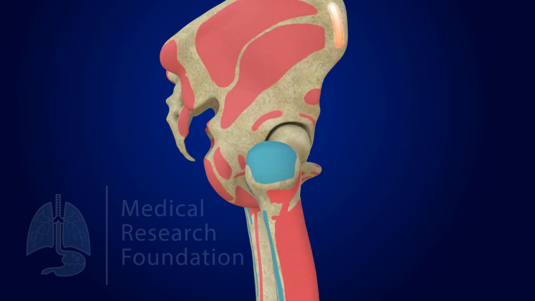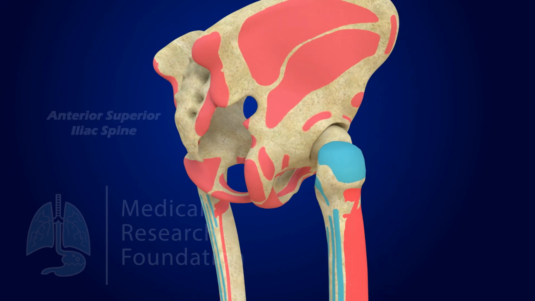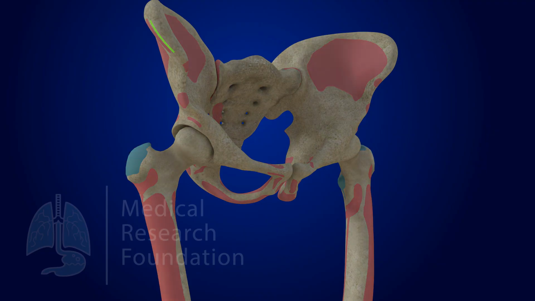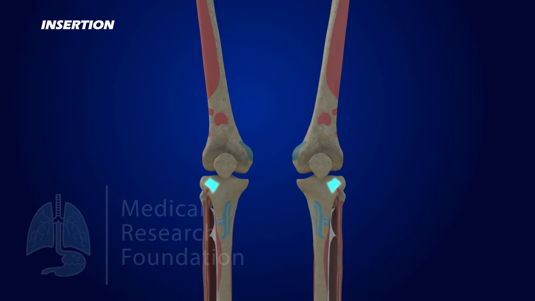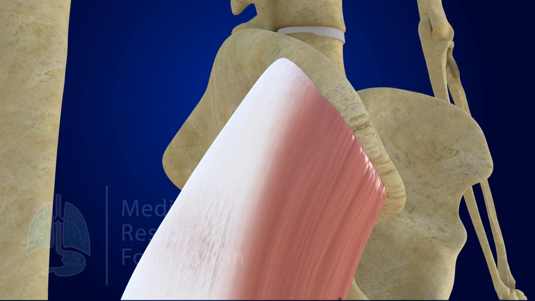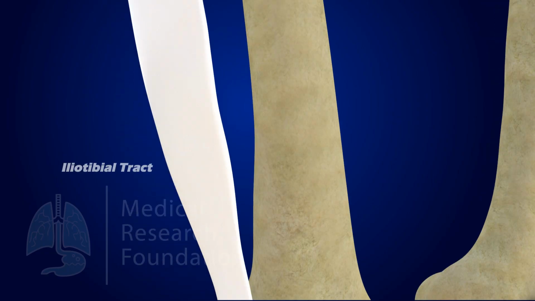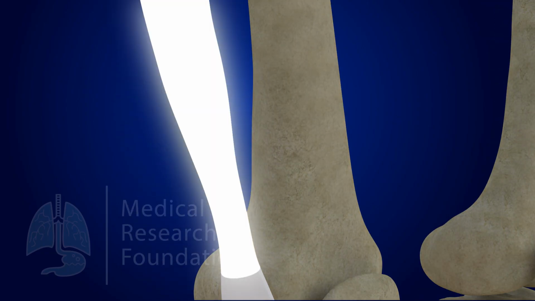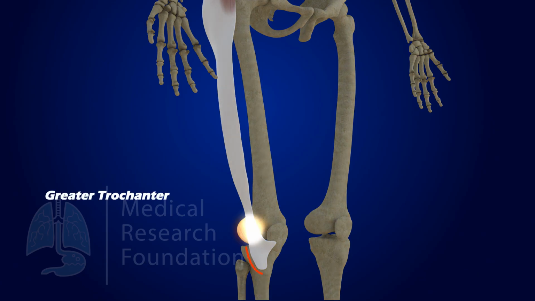Origin. It arises from the outer lip of the iliac crest, extending from the anterior superior iliac spine to the tubercle of the crest. Insertion. The muscle passes downward and slightly backward and is inserted into the iliotibial tract 3 to 5 centimeters below the level of the greater trochanter.